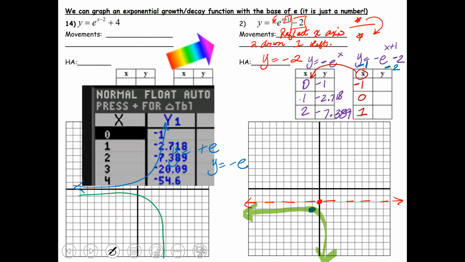Then on the second part, which is y, you're going to minus 2. So with the y, you need to go ahead and take negative 1 minus 2 is a negative 3. Negative 2.7 minus 2 is a negative 4.718. Negative 7.389 minus 2 is a negative 9.389. And that is your value right there.